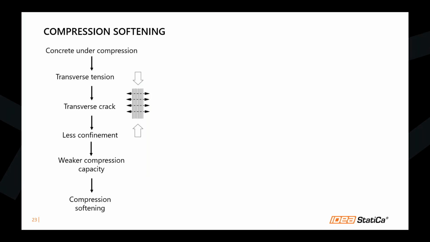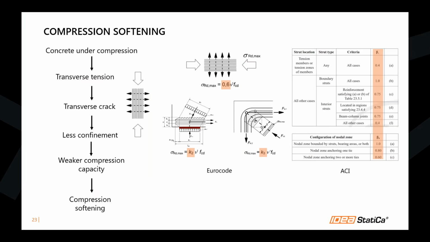Actually, this factor is to capture the phenomenon we call compression softening. When the concrete is under compression, there's a transverse tension, right? In the perpendicular direction, there will be transverse cracks. Transverse cracks mean less confinement and weaker compression capacity, which is compression softening. So how does the building or design code consider this? The most popular design codes will be Eurocode and ACI.